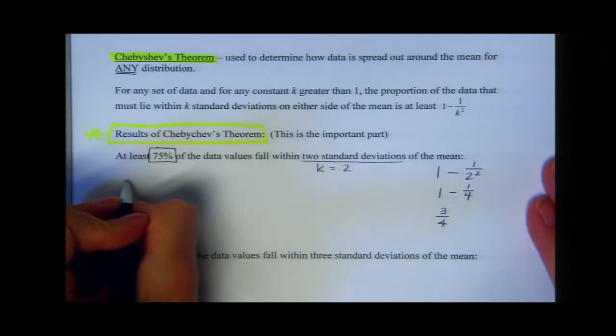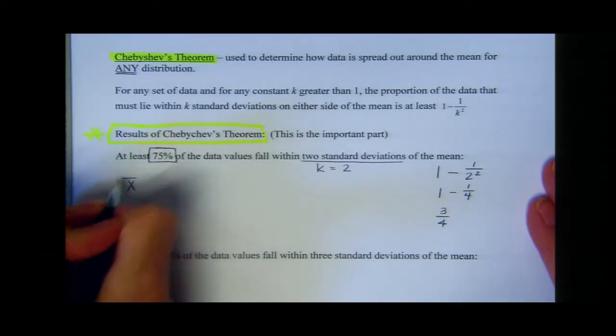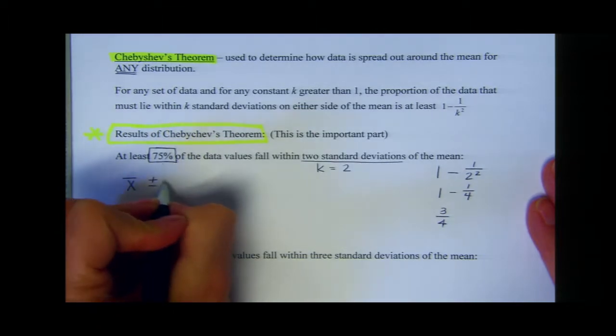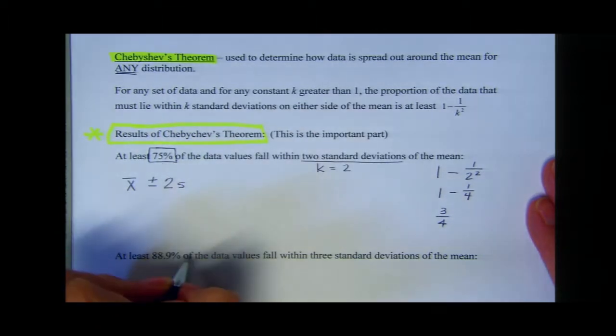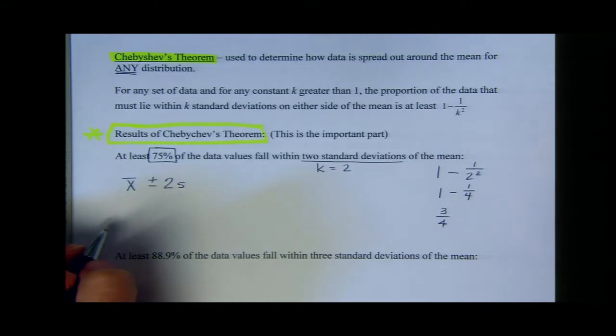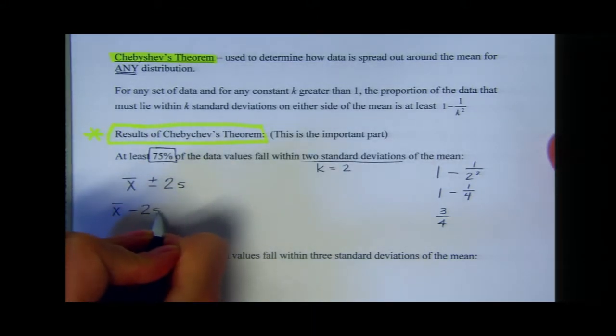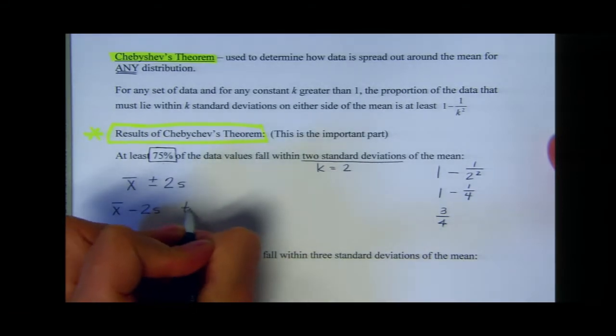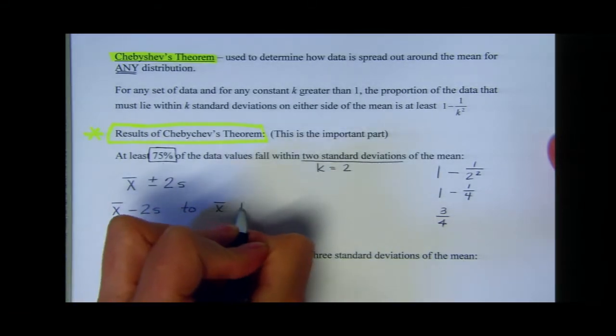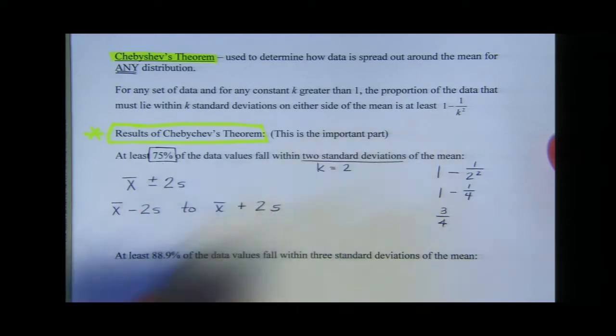And how that looks then in calculations is your mean plus or minus 2 standard deviations. So you're going to create an interval by taking the mean minus 2 times the standard deviation to x bar, or the mean plus 2 standard deviations.